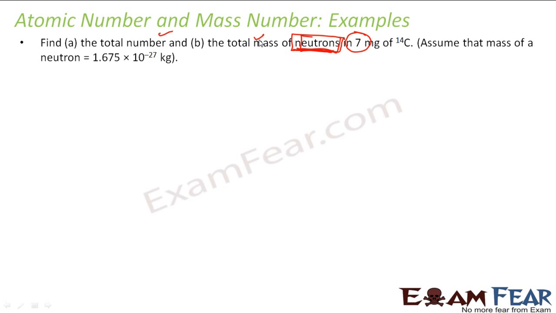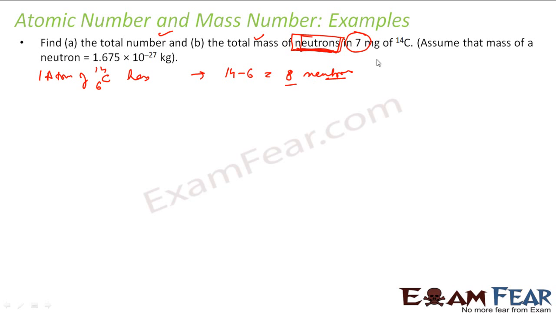First, let's see, 1 atom of carbon has how many neutrons? If you see, the atomic number is 6. Neutrons is nothing but my atomic mass minus atomic number. That is 14 minus 6, that is 8 neutrons. Hope you understand. So 1 atom of carbon 14 has 8 neutrons.